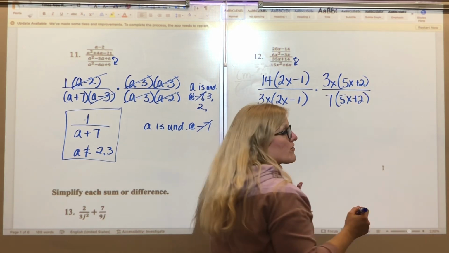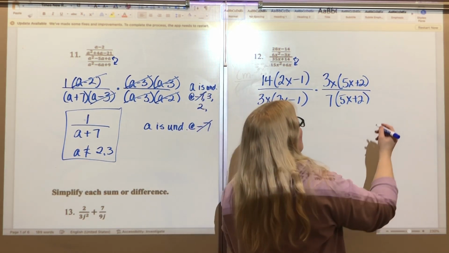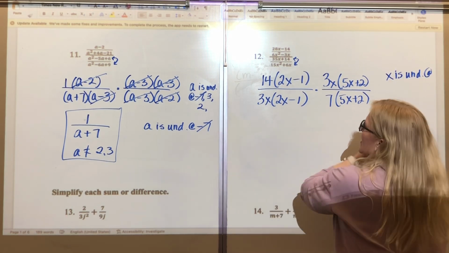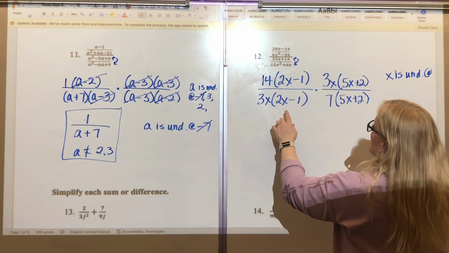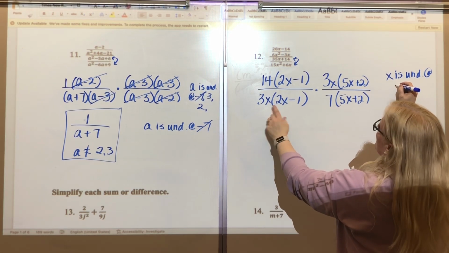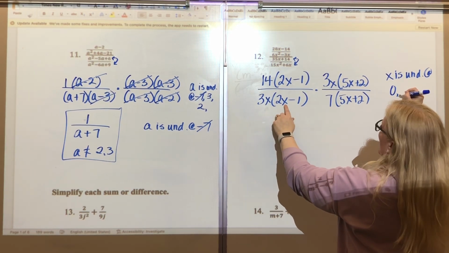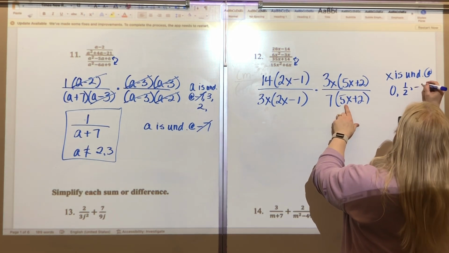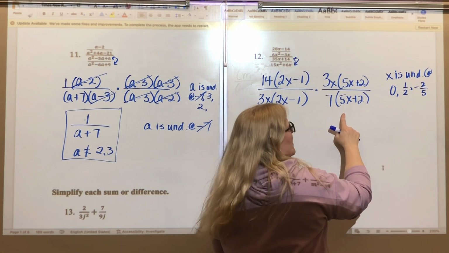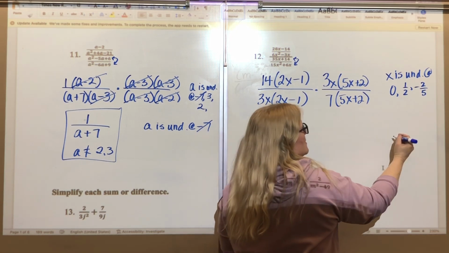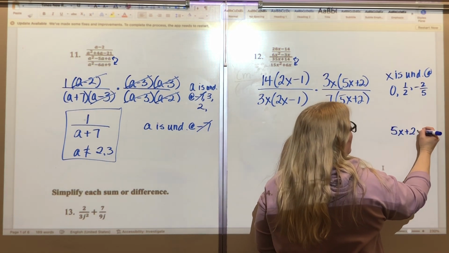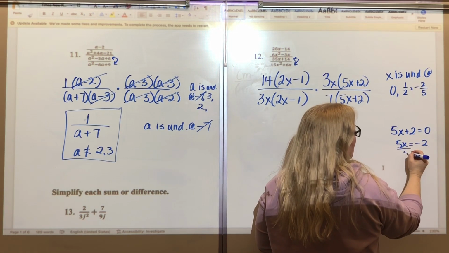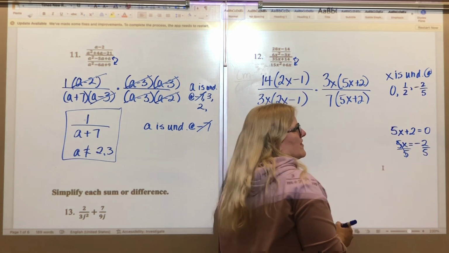Now again, I've got 3 denominators. So x is undefined at, well, I mean, I guess these are the same, so it doesn't really matter, but this is going to be 0, 1/2, and this is going to be negative 2/5. Now how did I get that? I gotta know what makes this 0, right? So I put that equal to 0 and I solve for x. So there's where the negative 2/5 comes from.